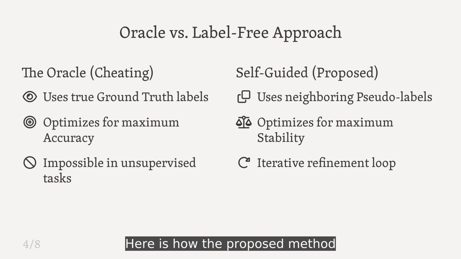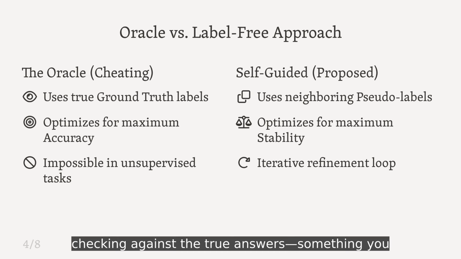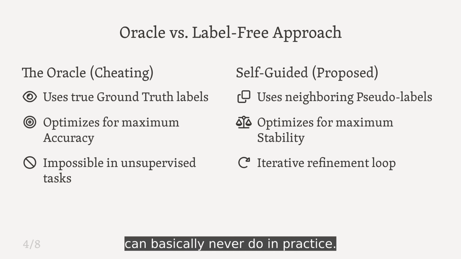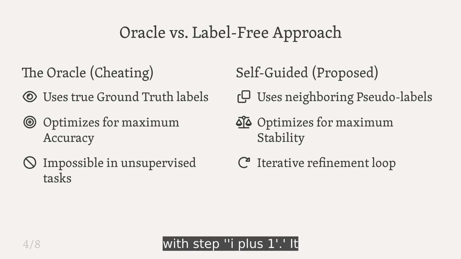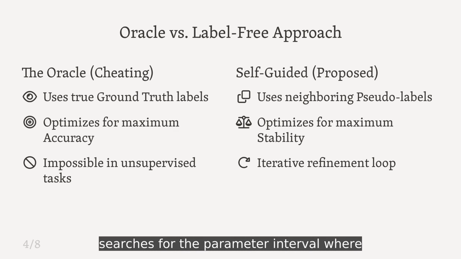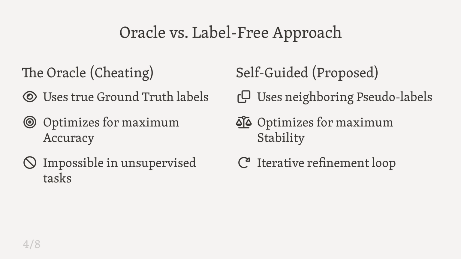Here is how the proposed method compares to the ideal oracle scenario. The oracle optimizes the algorithm by checking against the true answers, something you can basically never do in practice. In contrast, the self-guided approach iteratively compares the results of step i with step i+1. It searches for the parameter interval where the grouping remains most consistent, assuming that stability correlates with accuracy.